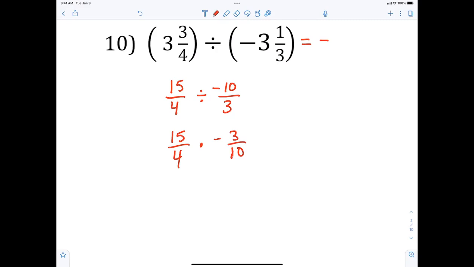Okay. Now what? And what am I doing? Yes. And they become... perfect. Now what? Yep. And what do we get? Good job. Final answer, negative 9/8. All right. I'm pretty happy with that.